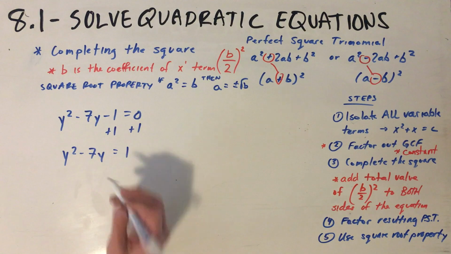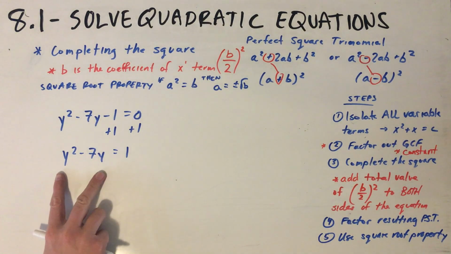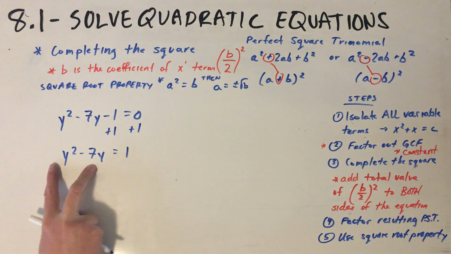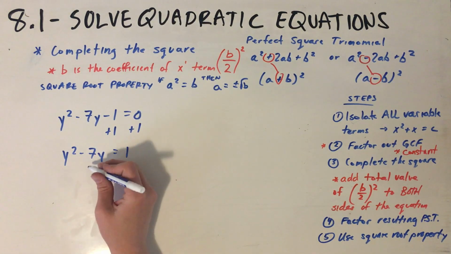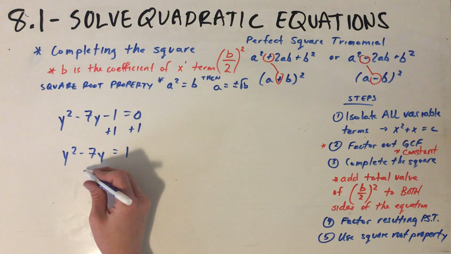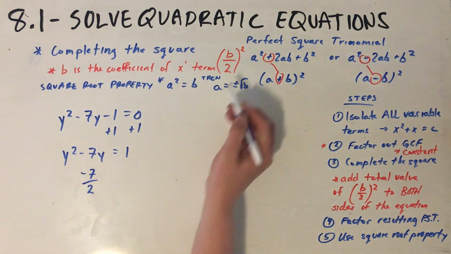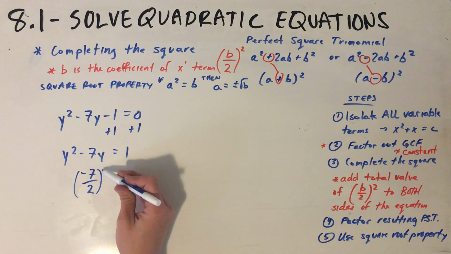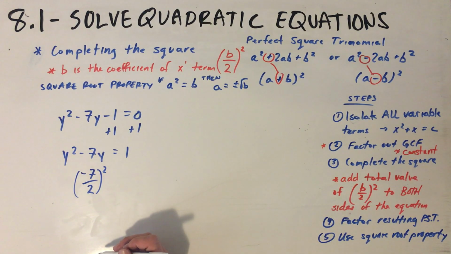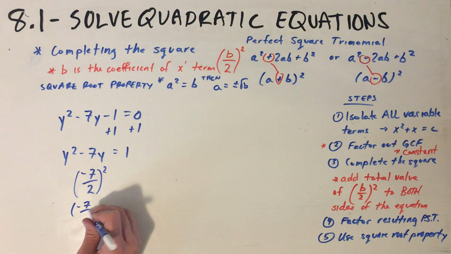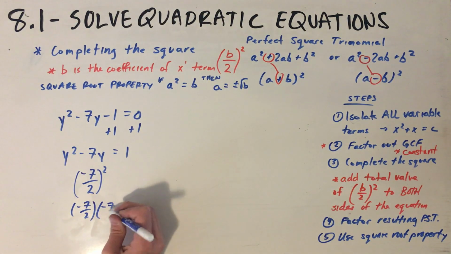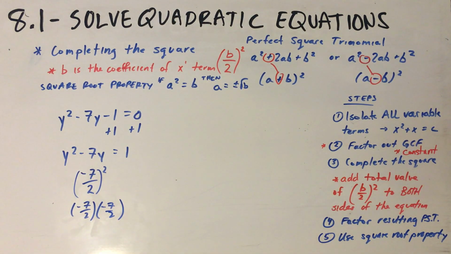Okay, so I'm going to factor out the GCF, constant GCF. There is no constant GCF, so this coefficient here is 1, so we can start and just complete the square. So I'm going to use b, which is this negative 7, put it over 2. Again, we're completing the square here, and square it. Okay, well, this is just going to be negative 7 over 2 times negative 7 over 2, which is a positive 49 over 4.